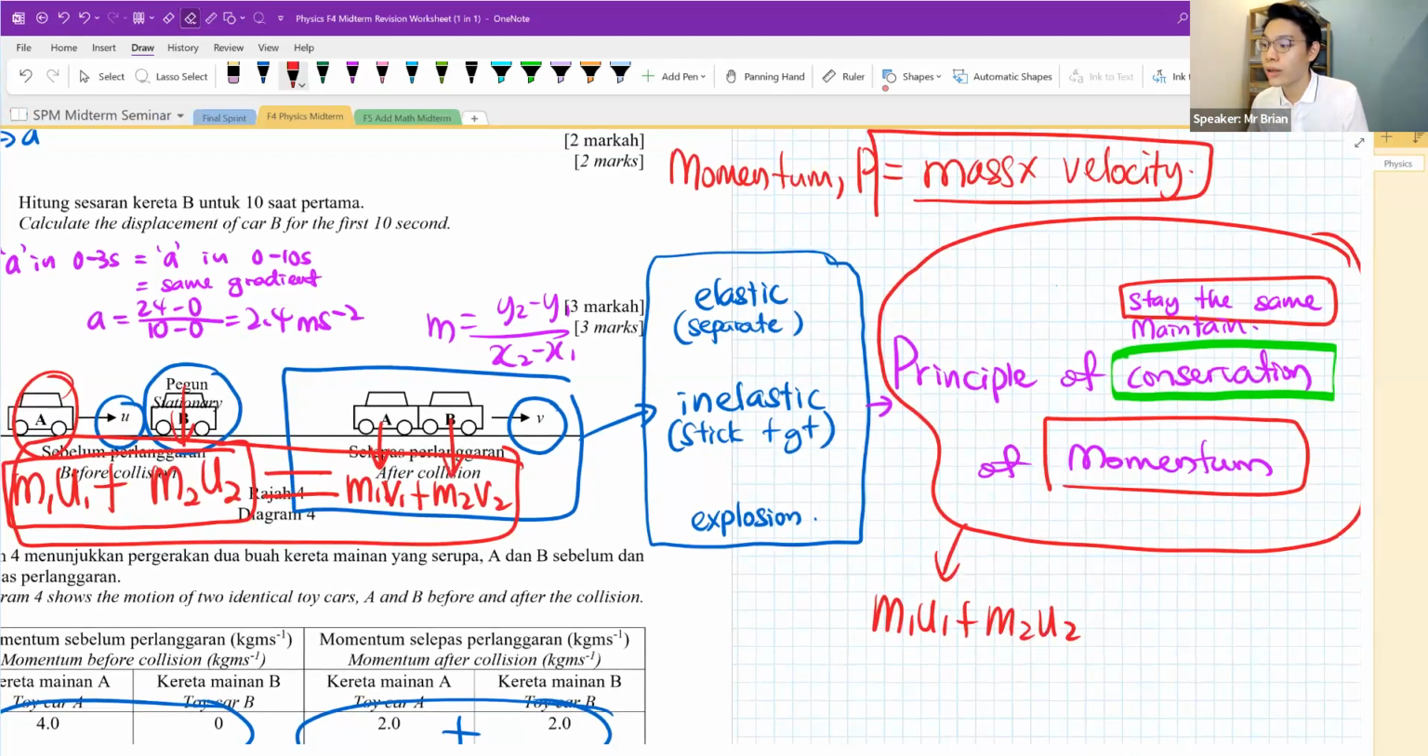And the name will also tell you the definition. Because the definition is just total momentum before collision and after is the same, provided you don't go and apply any external force onto it. I will talk about it later a bit.